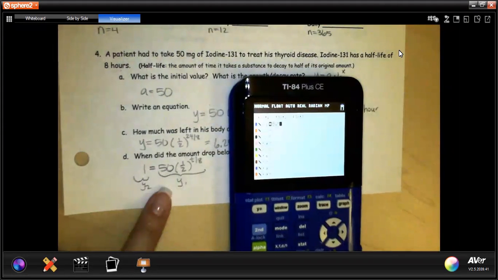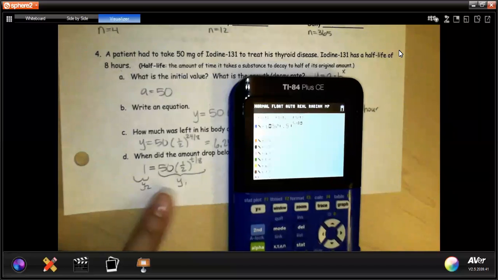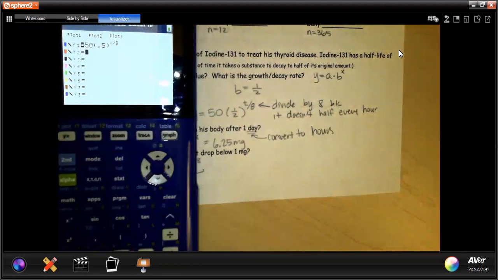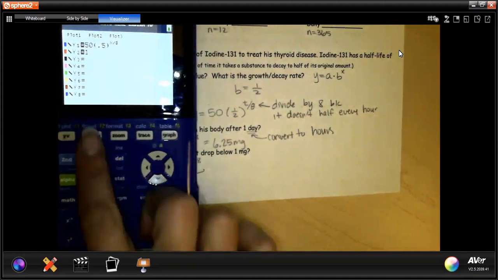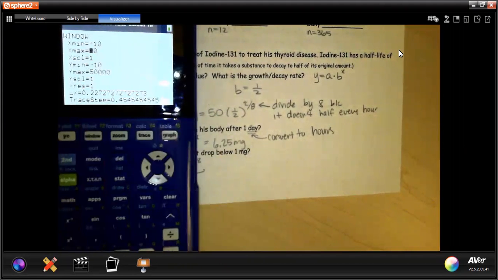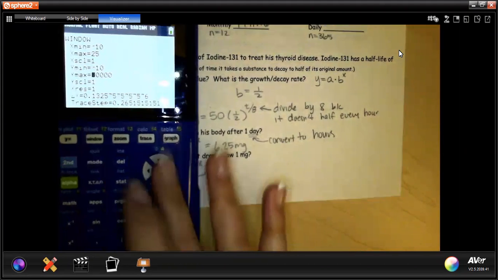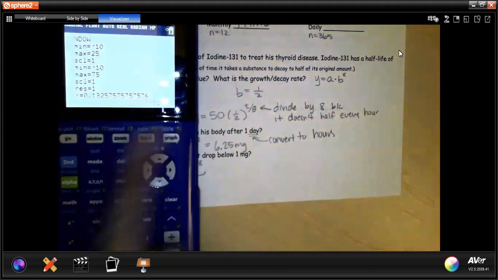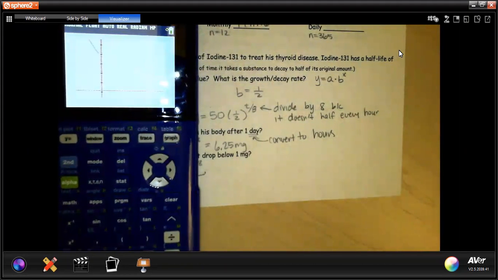So we get 50 times 0.5 raised to the x divided by 8. Oh, sorry, you've got a glare there. There we go. And then we're going to put the 1 in the y2. I'm going to make my window so that I can see this. And so 50 is probably going to be too much, so I'll lower that. And then y max, definitely 50,000 is way too much. So we started with 50, so anything above 50 is going to work. So I'll do 75. I hit graph here.